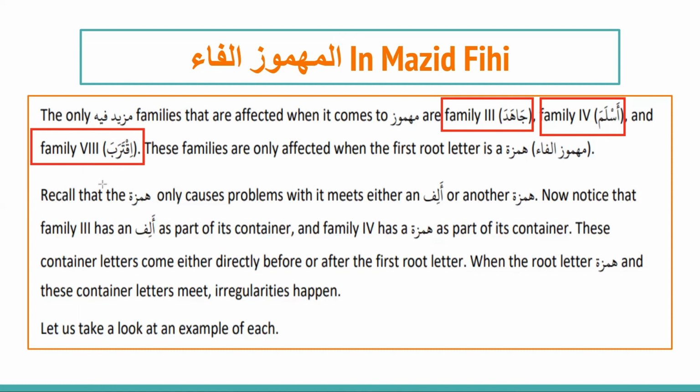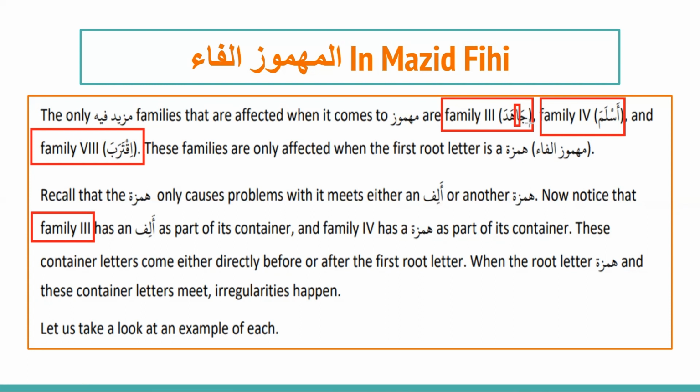These families are only affected when the first root letter is a hamza. Again, recall that the hamza only causes problems when it meets with either the alif or another hamza. Now, what happens in family 3? In family 3, we have the container or pattern of jahada, right? So in jahada, we have an extra alif just after fa in the pattern of the family.